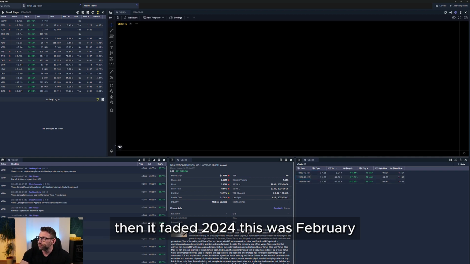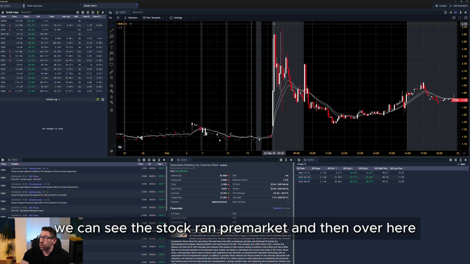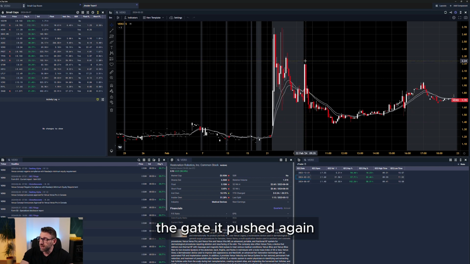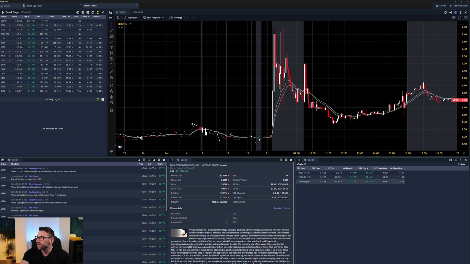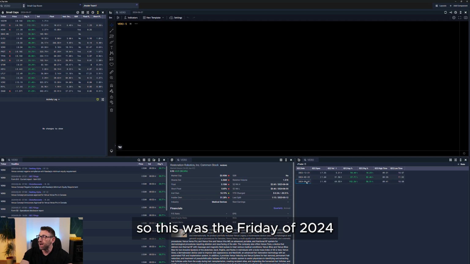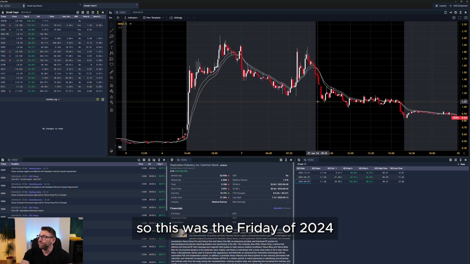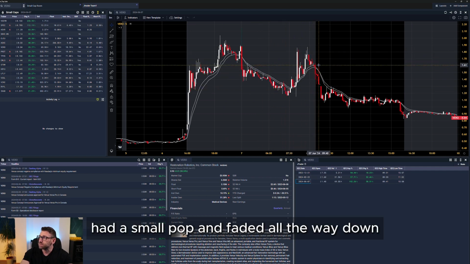So this tells us that it pushed in the first 5 minutes, then it faded. 2024, this was February. We can see the stock ran pre-market, and then over here, at the gate, it pushed again. So it likes to push, it likes to give that first impulse, and then it faded. This over here was the actual day, the Friday of June 2024. You can see we had a big pre-market push, and then at the gate had a small pop and faded all the way down.